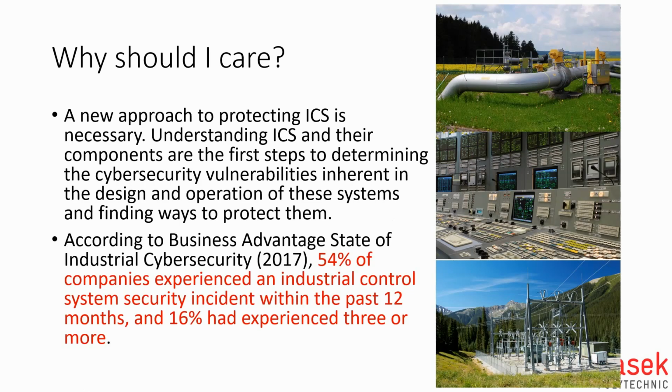Okay, so why should we care about industrial control systems or operational technology? Because there have been several issues. If you look at the Business Advantage State of ICS report in 2017, many organizations have experienced a security incident over the months surveyed, and at least 16% have experienced 3 or more. That's a very common incident today for industrial control systems, where services are impacted by cybersecurity.